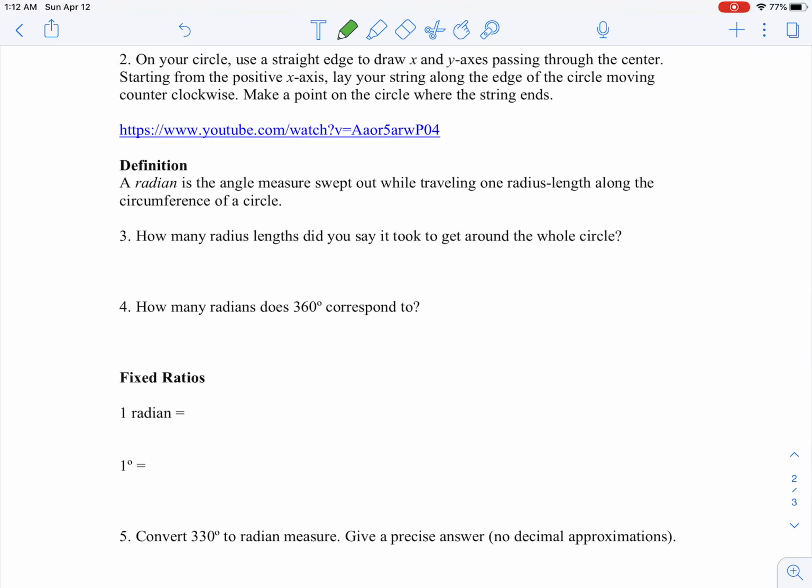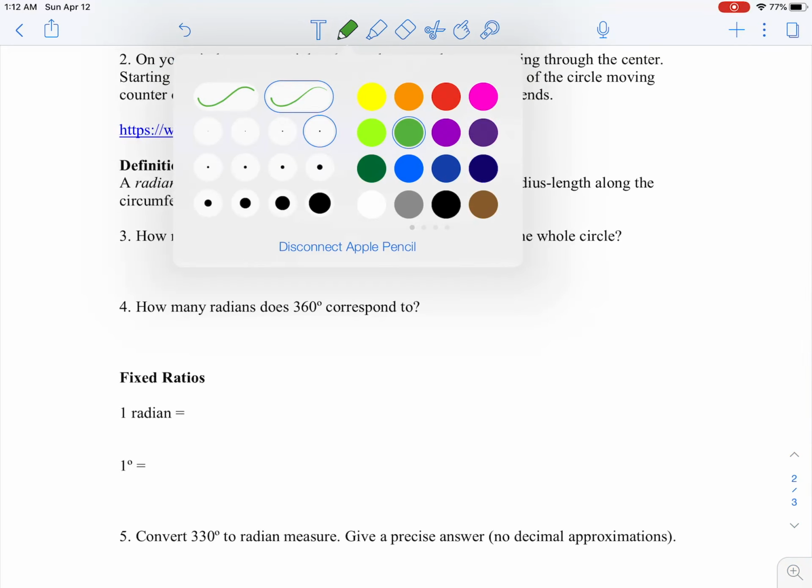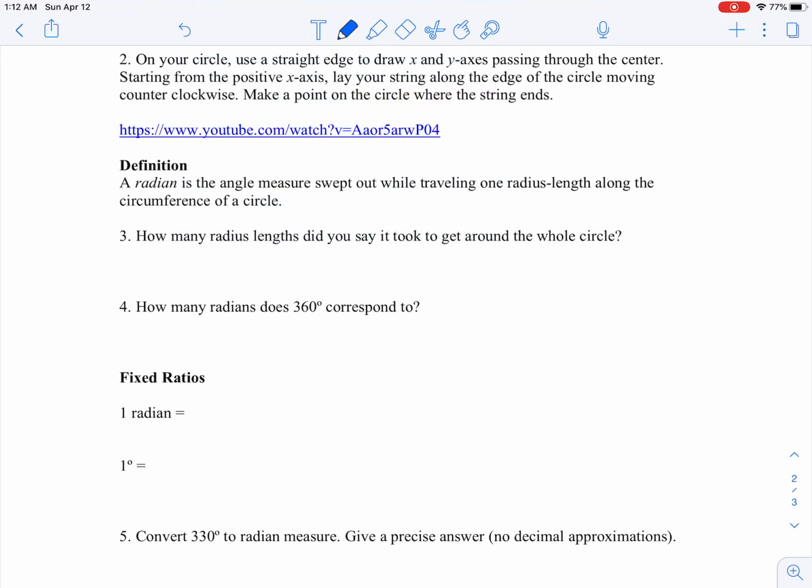If this has all been confusing, or if you just want another round of reinforcement, I highly recommend you watch the linked YouTube video. It's a less than 1 minute explainer that does so with beautifully concise and clear animation. And this leads us to the definition. A radian is the angle measure swept out while traveling one radius length along the circumference of a circle. This is our superior angle measure that I think is so much better than 360 degrees.